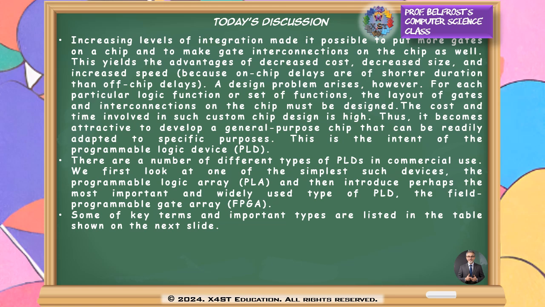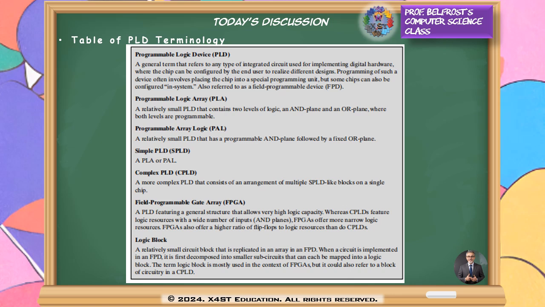There are actually a number of different types of PLDs in commercial use. We first look at one of the simplest such devices, which is called the programmable logic array (PLA), and then introduce perhaps the most important and widely used type of PLD, which is the field programmable gate array, or FPGA. Here are some key features and important types you need to know. Please take a screenshot of it and review it by yourself.